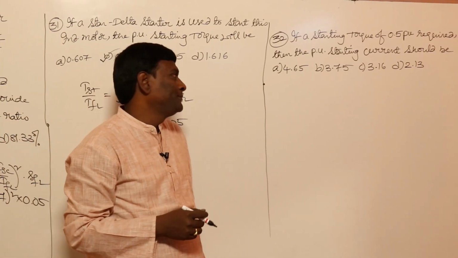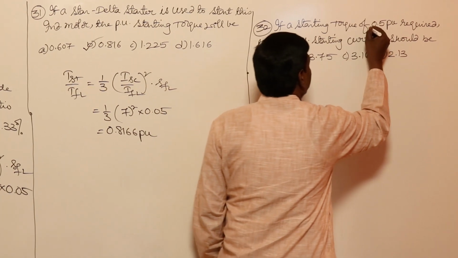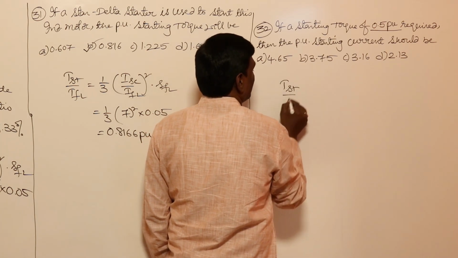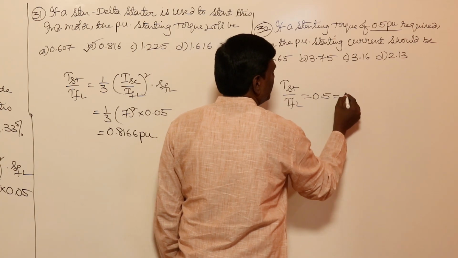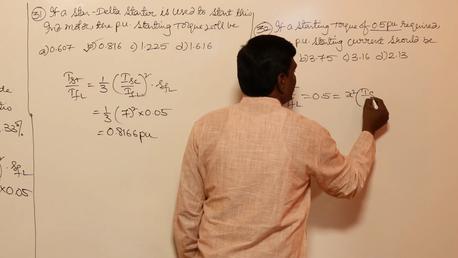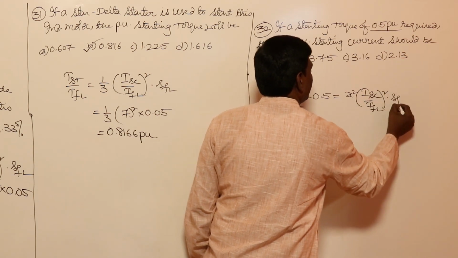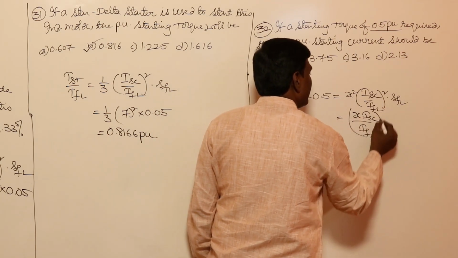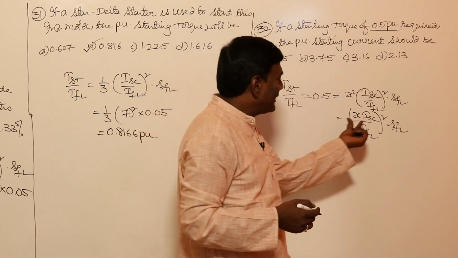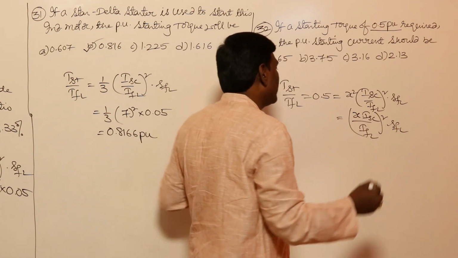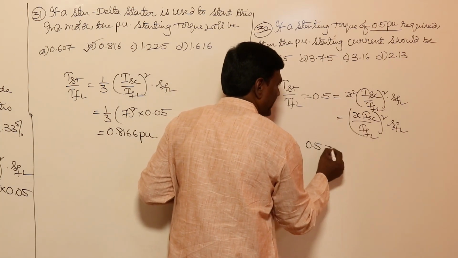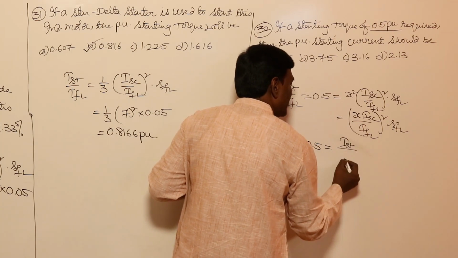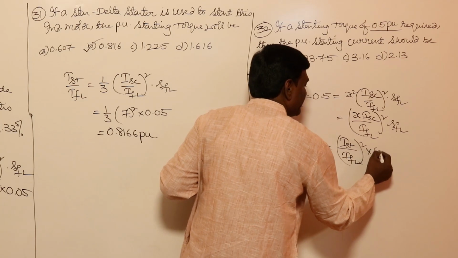Now let us think of one more question. If a starting torque of 0.5 per unit is required, then the per unit starting current should be? So starting torque per unit should be equal to 0.5, which is x square into (ISC by IFL) square into SFL. How much will be the starting current in per unit? x into ISC is nothing but the starting current. So TST by TFL is 0.5, equal to (IST by IFL) square into SFL, where SFL is 0.05.